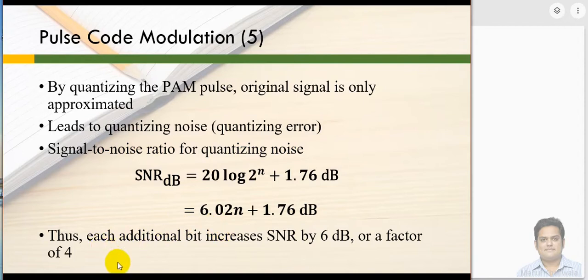If you can understand, if we increase the number of bits, where n is the number of bits, each additional bit will definitely increase the SNR value, that is the signal to noise ratio value, by 6 dB. And if you remember, signal to noise ratio is signal power divided by noise power.